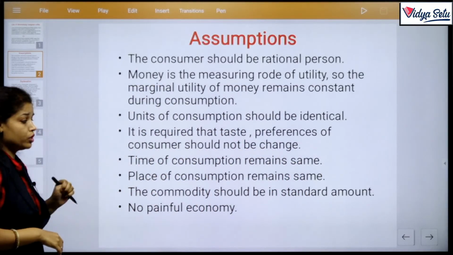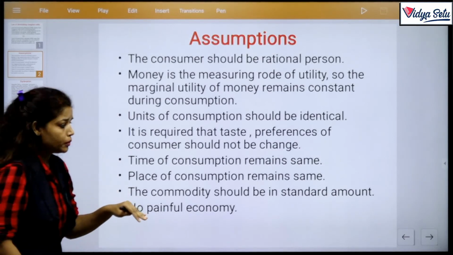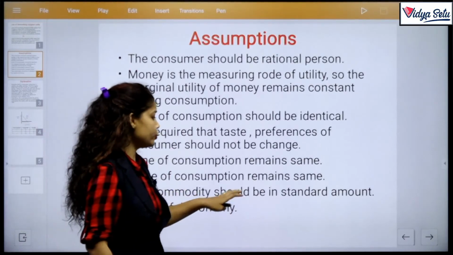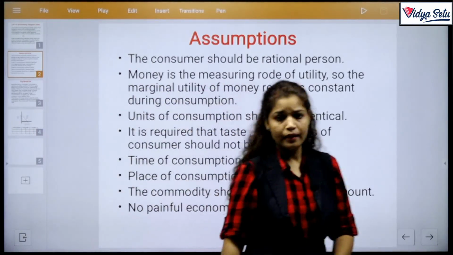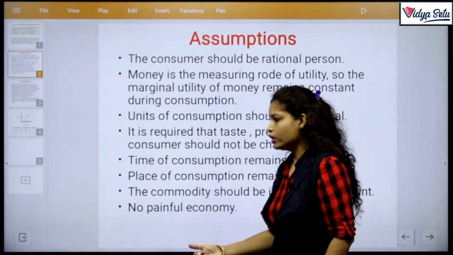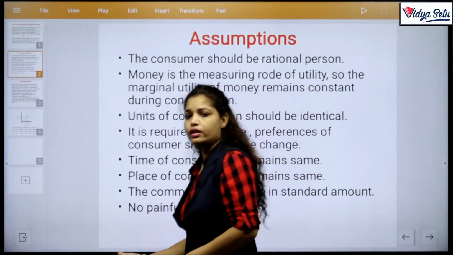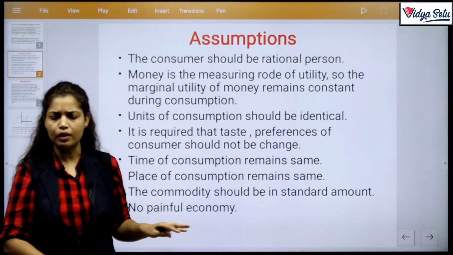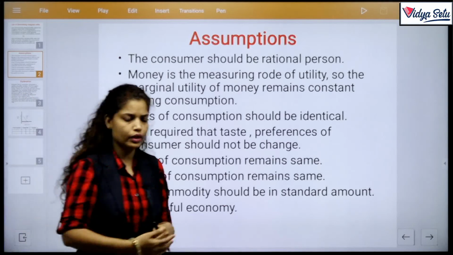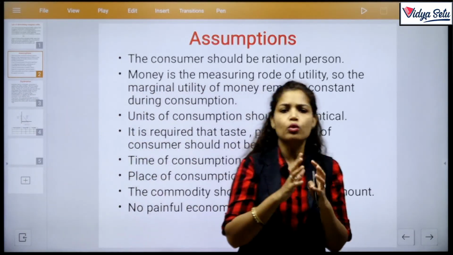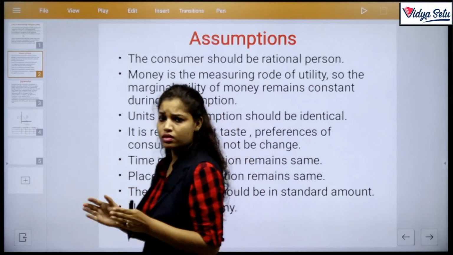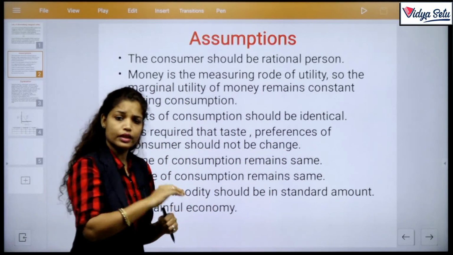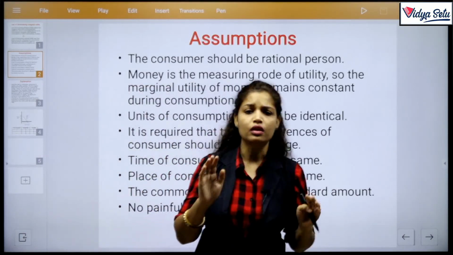The time of consumption remains constant, place of consumption remains the same. जरूरी नहीं है, it is not necessary. The commodity should be in standard amount. ठीक है, no painful economy, or here the law again does not apply. I'll give you the example of an accident. Okay, so there are some more exceptions of this. We will discuss the exceptions of the law of diminishing marginal utility in our next lecture also.